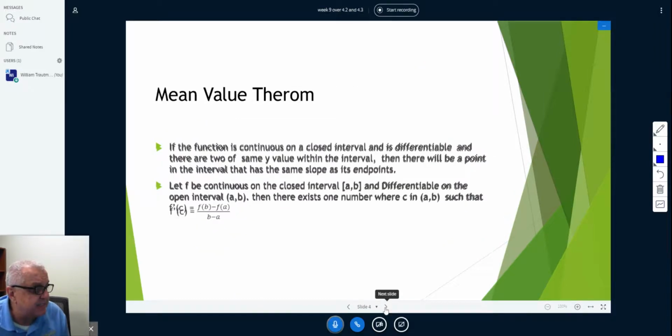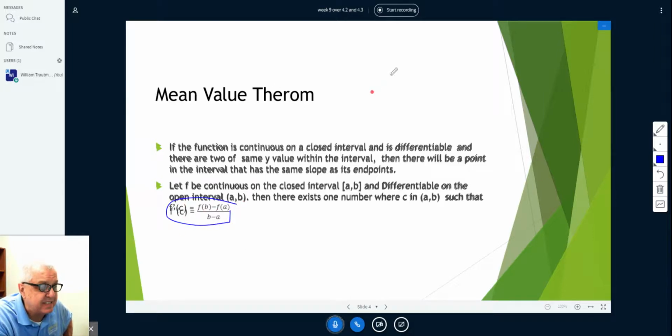Now, the next one is the mean value theorem. A lot of people get them confused, because it's very similar to Rolle's theorem. The mean value theorem, this is a little messy, but the mean value theorem says this. It's a little different. Let's say I have a function that looks like this, and we're talking about endpoints.